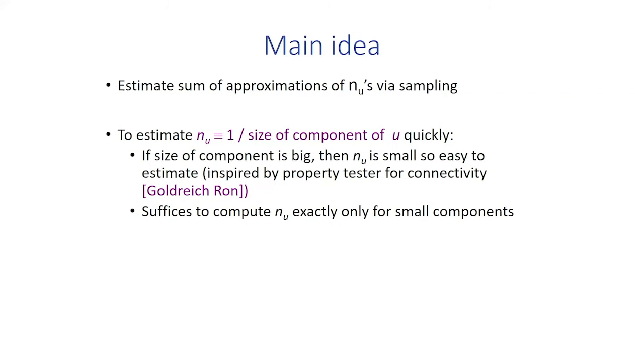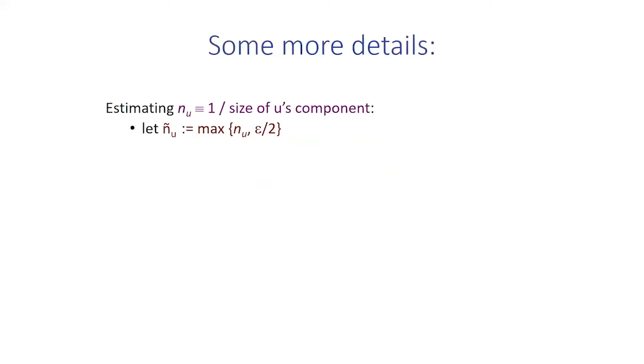And what that means is it's gonna be enough for us, and I'm gonna show this more precisely in the next slide, to get perfect or really, really good values for n sub u when the component size is small. But when the component size is small, I can do it quickly. All right, so n sub u is 1 over the size of u's component. Let's define n sub u tilde to be the maximum of n sub u and epsilon over 2, okay? When the size of u's component is less than 2 over epsilon, remember, so 1 over the size, that means our n sub u is at least epsilon over 2, then the maximum is gonna be the n sub u, so n sub u tilde is equal to n sub u, okay? Otherwise, n sub u tilde is equal to epsilon over 2.